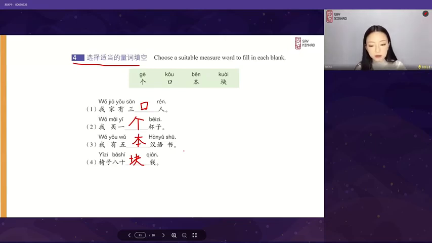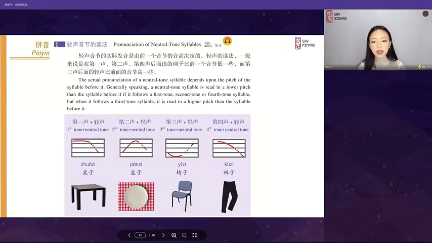Let's move on. Next part is the pronunciation of neutral tone syllables. For these neutral tone syllables, we actually have the pitch. The pitch will be different. Okay, first, let's see these tables and the words. And please pay attention to the pitch when I am speaking. Okay, and I will use my hand to indicate the pitch.